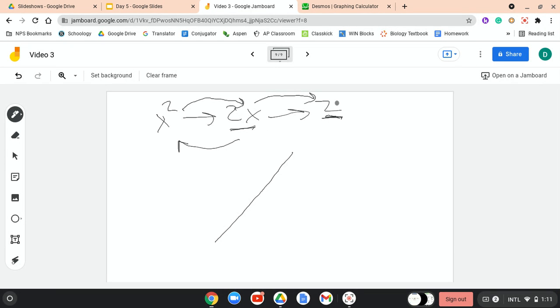Additionally, if you were to take the derivative of 2, you would get 0. That's because the line y equals 2 looks like this. It looks like a flat line, and it has a slope of 0 everywhere. So if you differentiate 2, you're going to get 0, and therefore 0 would be the third derivative.